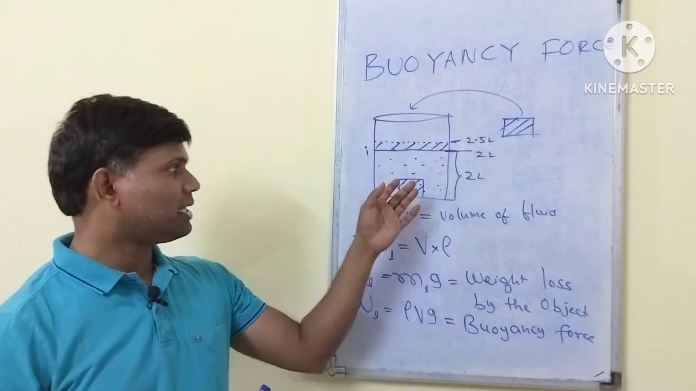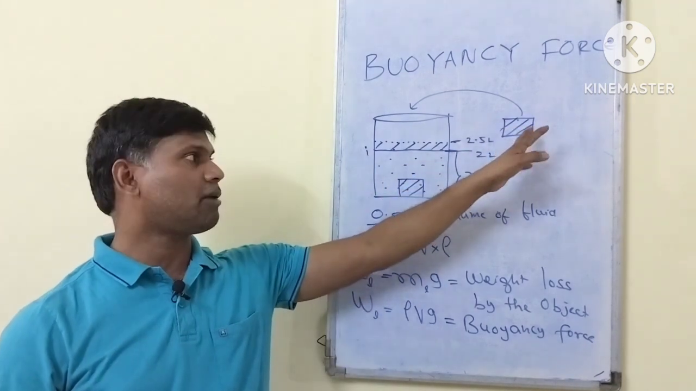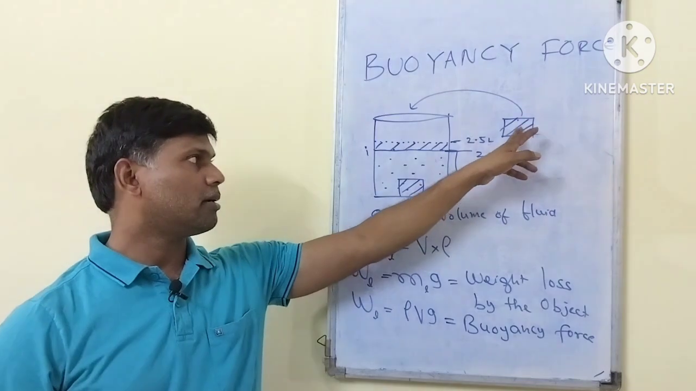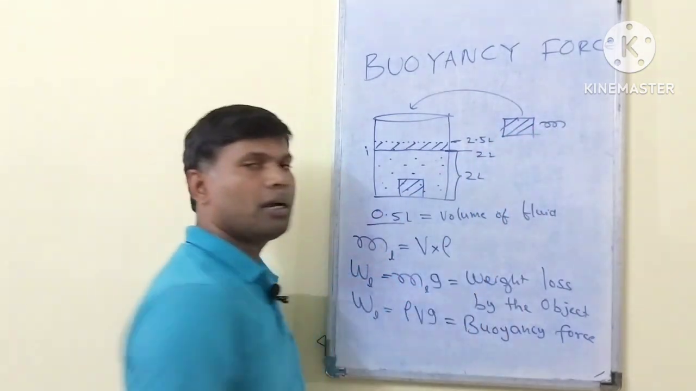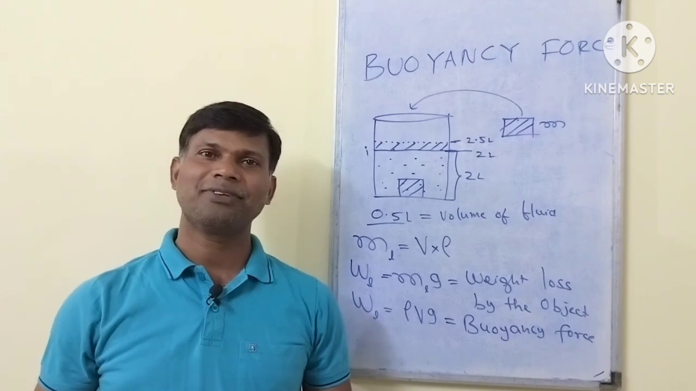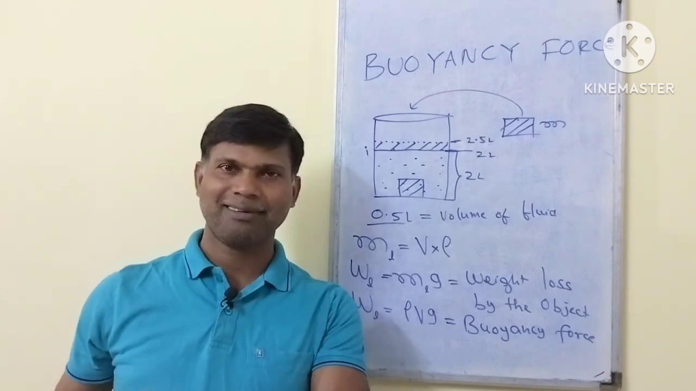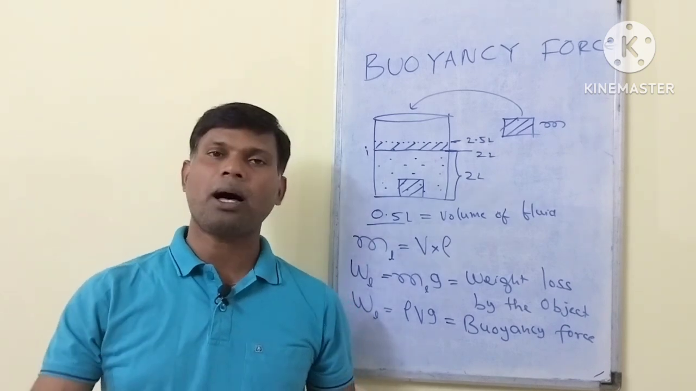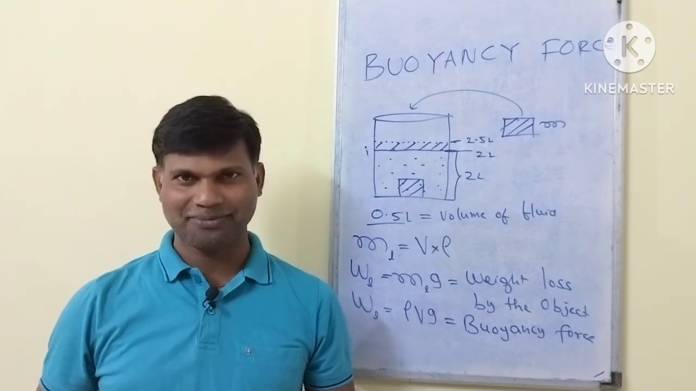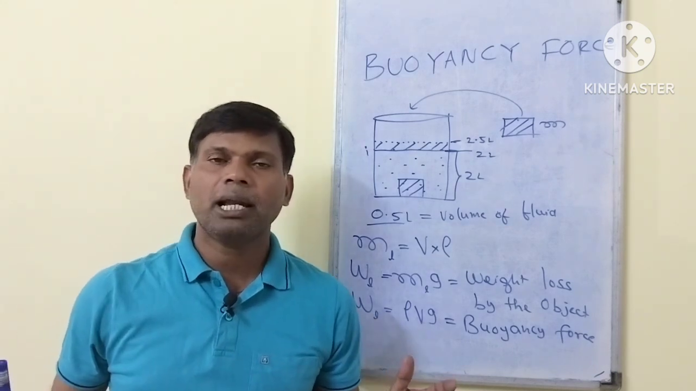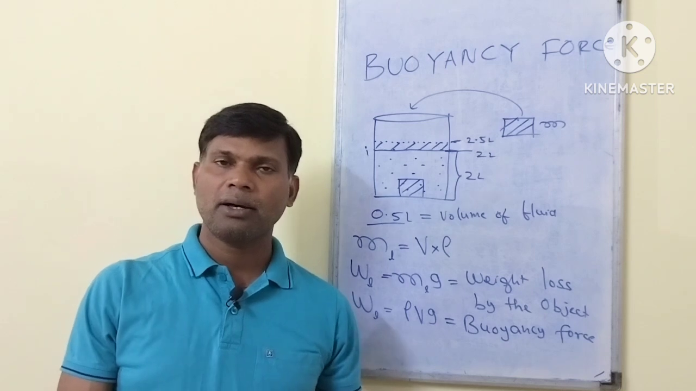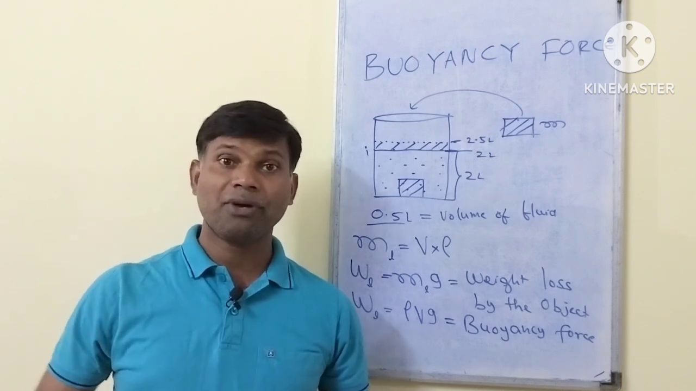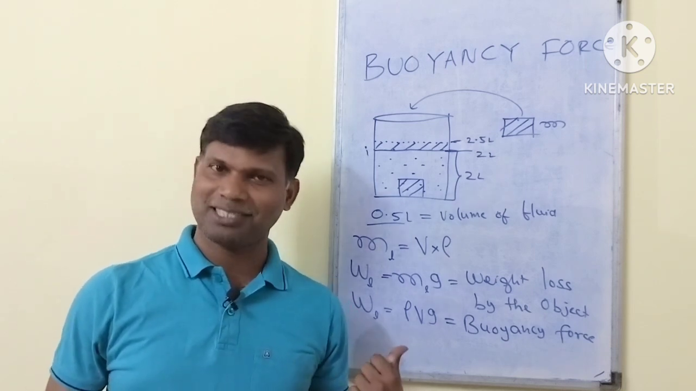So that is why when this object is outside, the weight of the object is, suppose this mass is m into g downward when it is in the air. Once you drop this object inside the fluid, weight loss is felt. Just like when we are swimming in the water, no? We feel weight loss because of the buoyancy force.